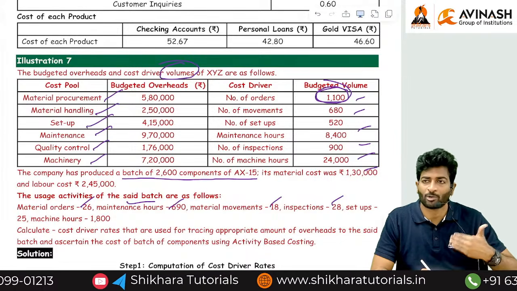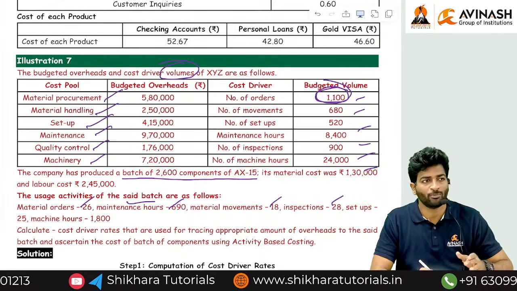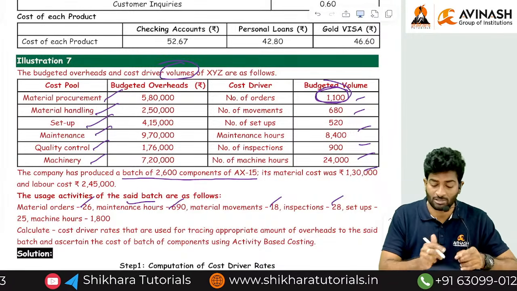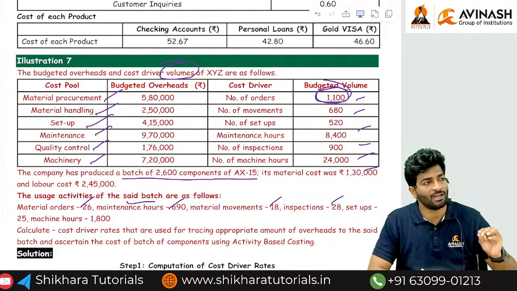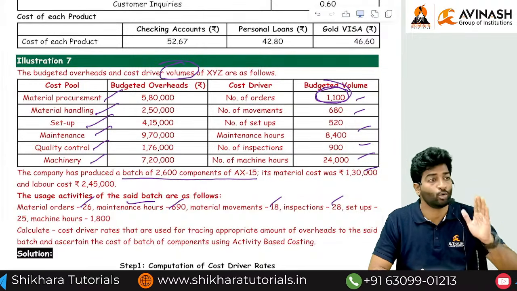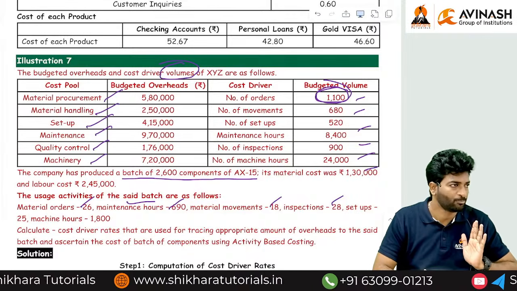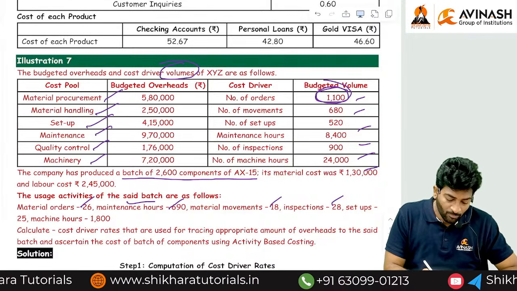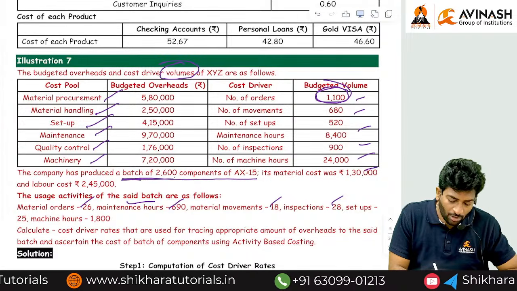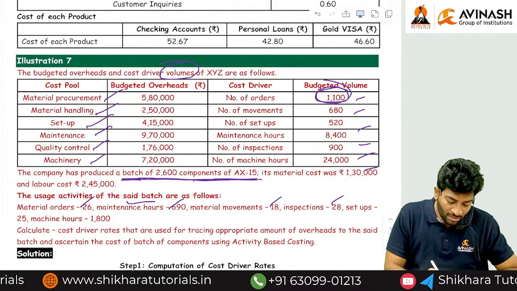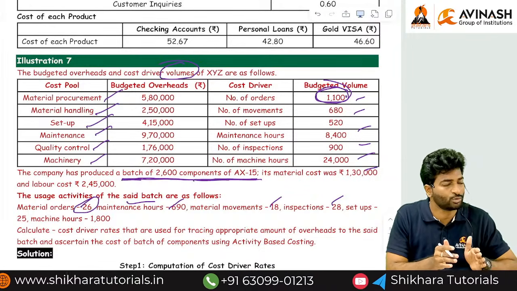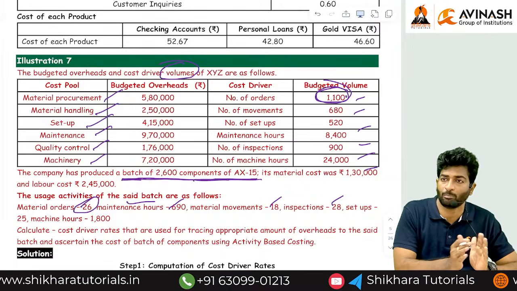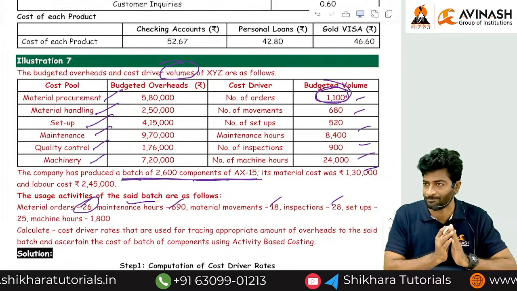If all the production departments' information is given in the problem, the total of all the orders should tally with 1100. Sometimes I may ask you to calculate only the overhead cost of one particular department. In this problem, they're asking us to calculate the overhead of this batch only, and you can see its material orders is only 26. Out of 1100, they're asking us to calculate the overhead of a particular product or batch of 26.